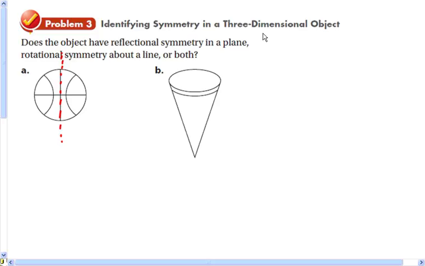So this definitely has reflectional symmetry in a plane. And then if you can think of a line that you can pierce the object with and spin it, and it maps onto itself, then it also has rotational symmetry. So this, you could definitely do that.